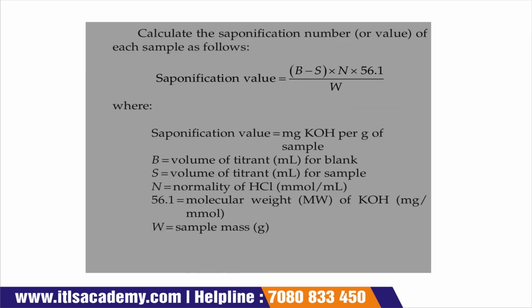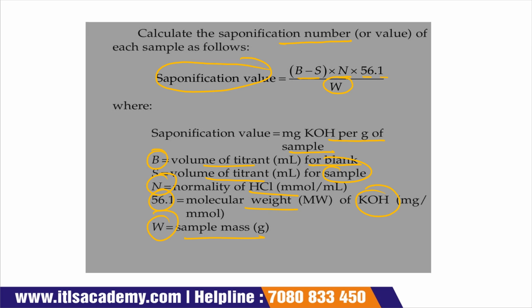Now with the help of this, we are going to calculate the saponification number, and the formula for the saponification value is (B minus S) multiplied by N multiplied by 56.1, divided by W. Saponification value is milligrams of KOH required per gram of sample. B is the volume of the titrant for the blank, S is the volume of the titrant for the sample, N is the normality of the HCl, 56.1 is the molecular weight of KOH, and W is the sample mass in grams.